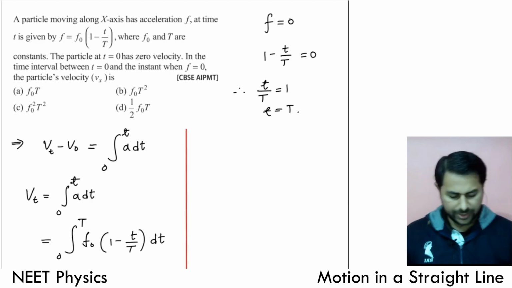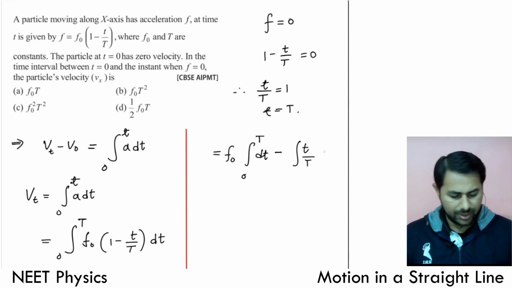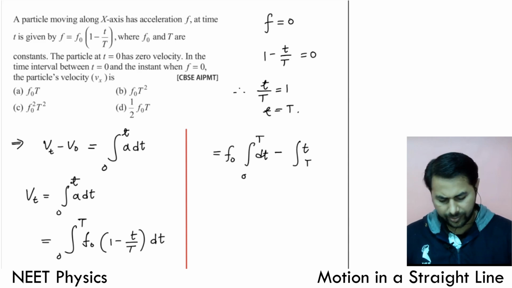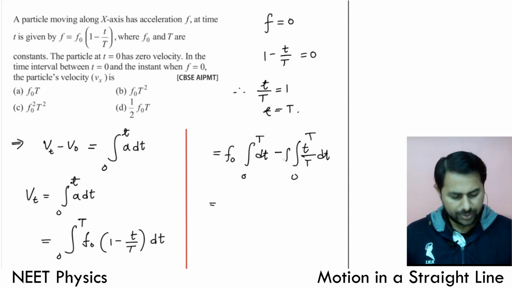Okay, so let's integrate that. So f naught we can move outside. This is just f naught multiplied by the integration of dt minus t by capital T dt, from 0 to capital T. So take the integral of this thing.